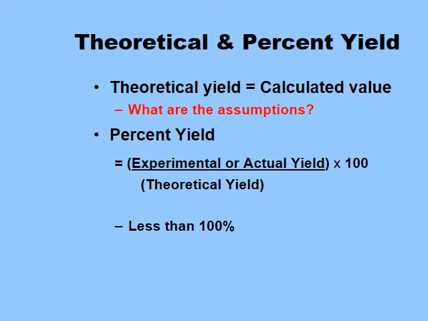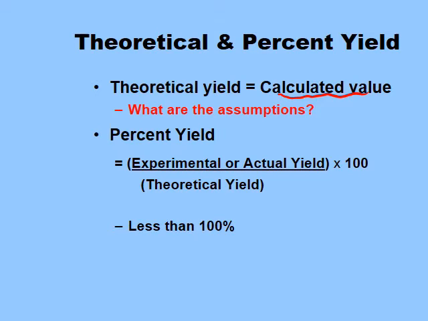I mentioned theoretical and percent yield as I was going over one problem by applying dimensional analysis. Theoretical yield is a calculated value, and percent yield would be given by experimental yield over theoretical yield times 100.